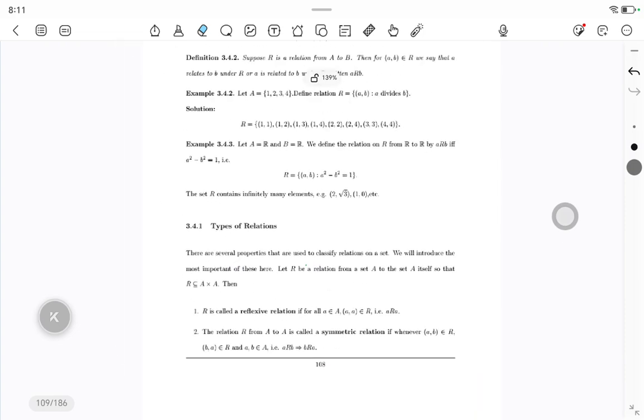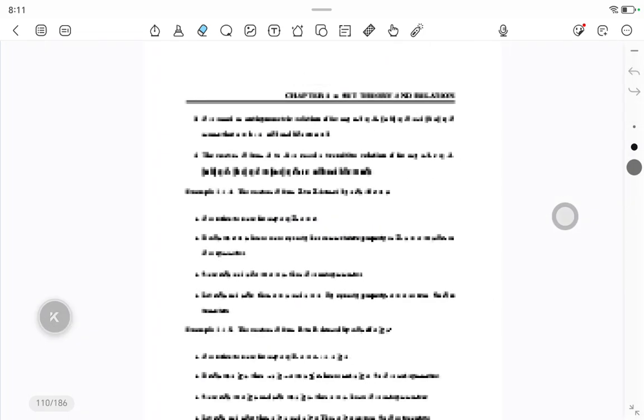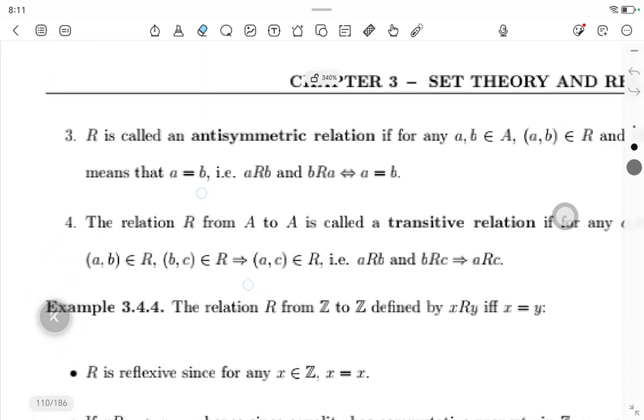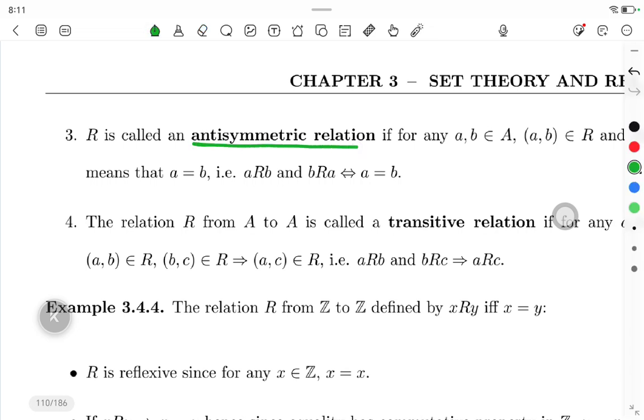But remember, when we talk about the equivalence relation, we're not going to talk about the antisymmetric. When we talk about the equivalence relation, we're going to exclude this one.